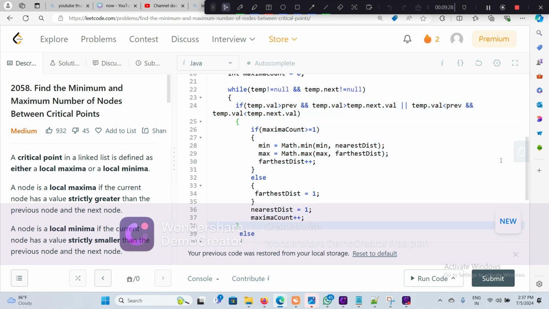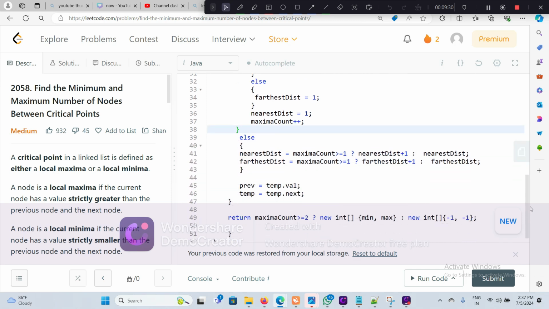If this is not a true condition, meaning this is not a critical point, we are going to this else one. So what we are doing here: nearest distance equal to, if we have already encountered a maxima, if some critical point has already occurred, that means max count is greater than or equal to 1, then we will increase the value by 1, otherwise we will keep it as it is. Same for the farthest distance, because it makes sense only when we got at least one critical point.